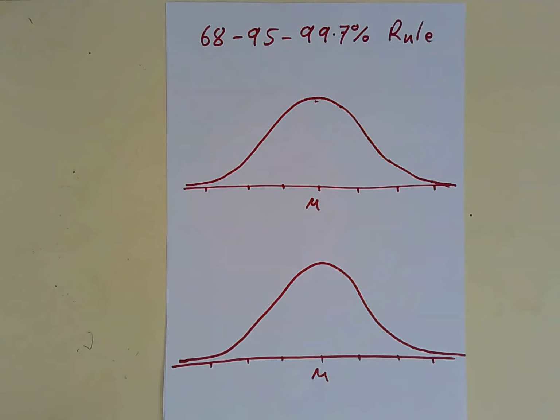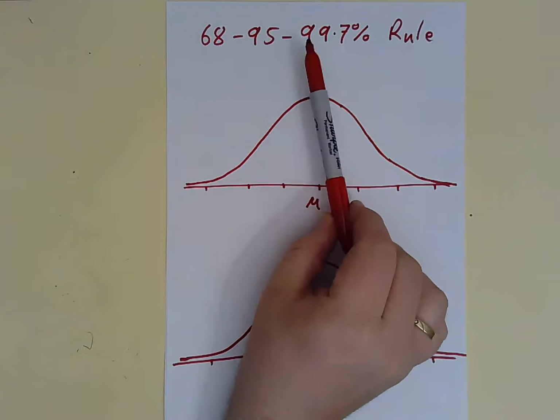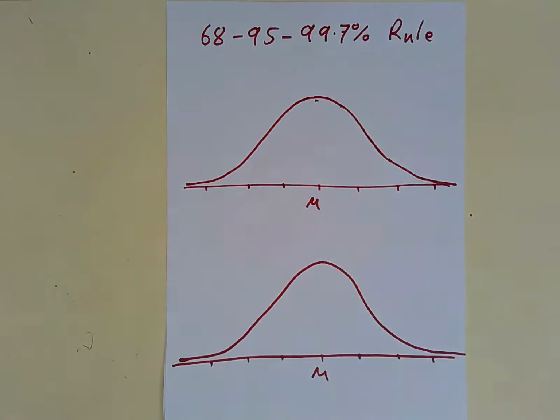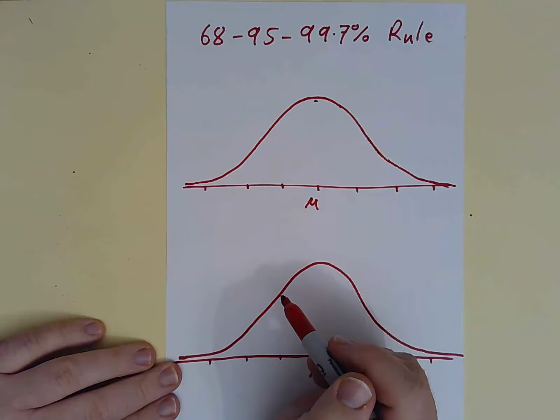All right. This morning we're going to have a look at what we call the 68, 95, 99.7% rule. And I've alluded to this previously several times. This is talking about when you're going a certain amount of standard deviations away.